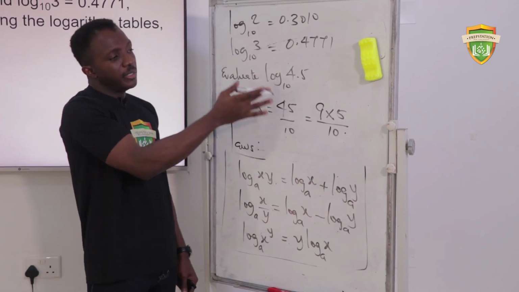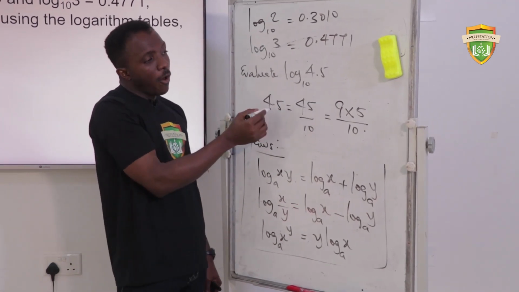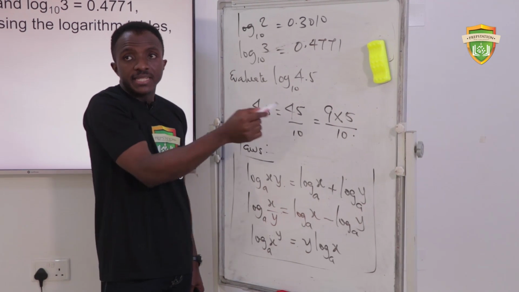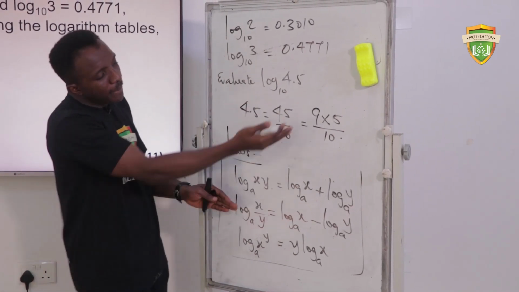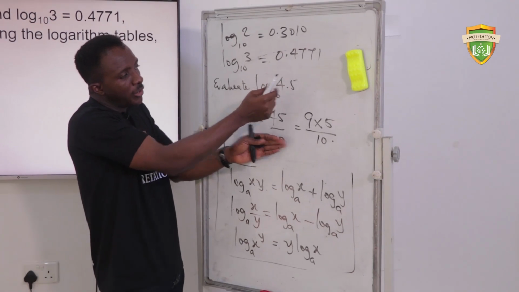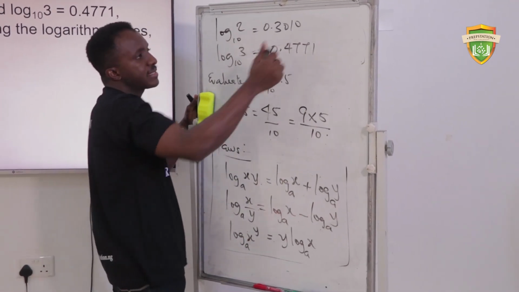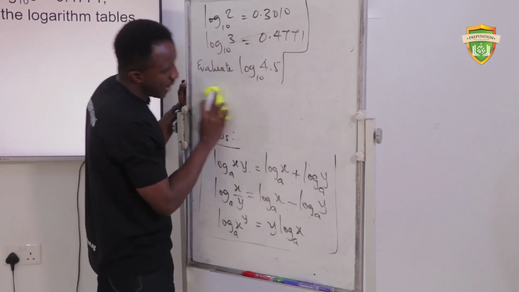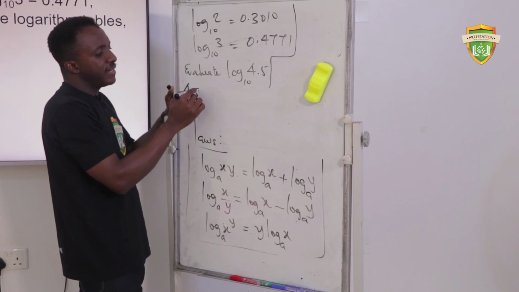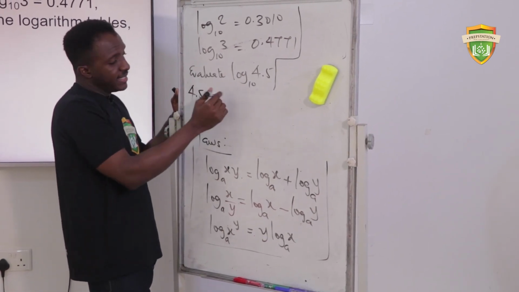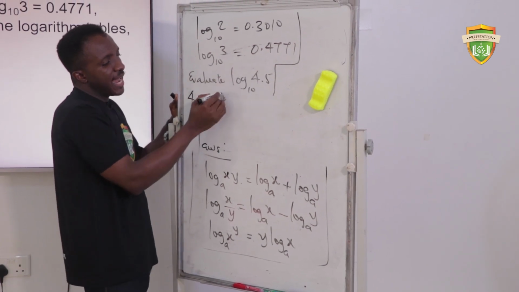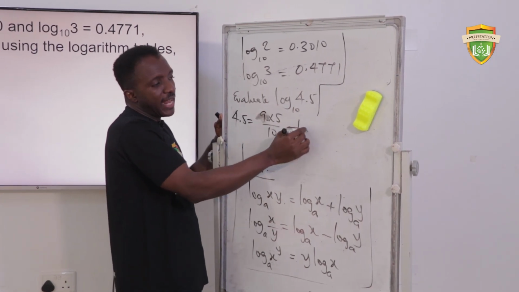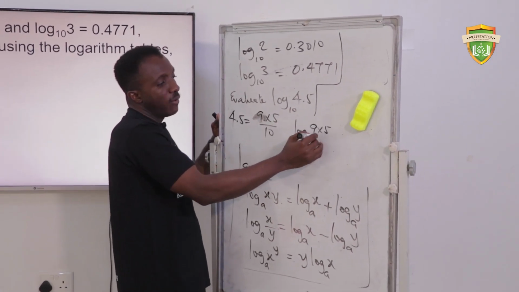So this is what we have. Remember I taught you that 4.5 is the same as 9 times 5 divided by 10. So if you apply these laws, let's take this back to the logarithm. Okay, let me write this so I can share the board. So 4.5, I have explained. We ended up getting 9 times 5 over 10. If we take this back to the logarithm, it's more like having log 9 times 5 over 10.